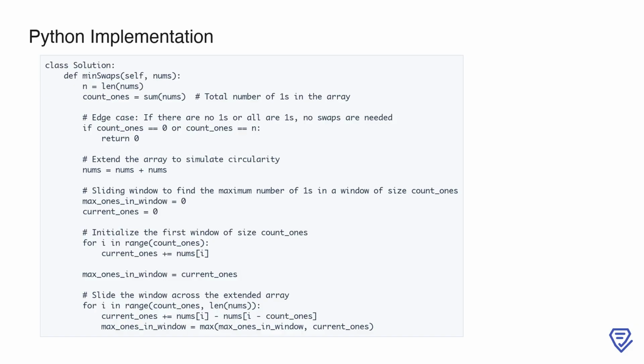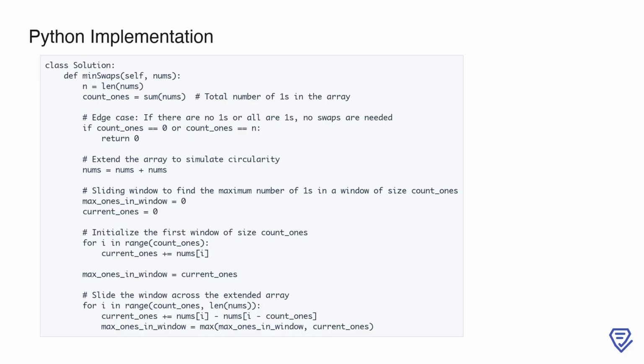Next, we handle an edge case. If there are no ones in the array or if the entire array consists of ones, no swaps are necessary, so we return 0 immediately. After addressing this edge case, we extend the array by concatenating it with itself. This allows us to simulate circular behavior, which is crucial for solving the problem efficiently.